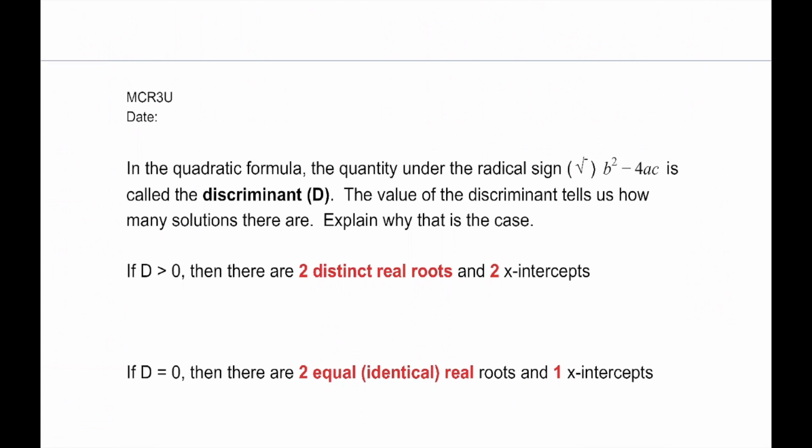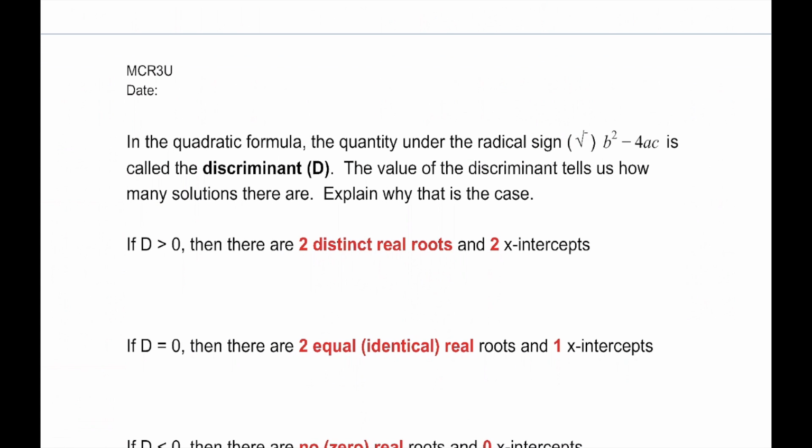So let's talk about the discriminant for a little bit. In the quadratic formula, the quantity under the square root sign, in other words, the value of b squared minus 4ac, is called the discriminant. The discriminant tells us how many solutions there are. The reason is that when D is greater than 0, then we have 2 distinct real roots with 2 x-intercepts.